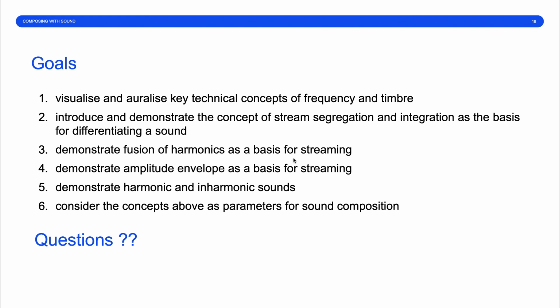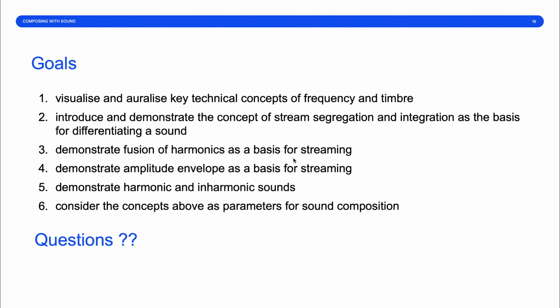So that's given you some things to think about, I hope. We've visualized and oralized key technical concepts of frequency and timbre, hopefully made those a little bit more concrete for you. We've introduced and demonstrated the concept of stream segregation, which is what happens when we take a set of harmonically related frequency components. They integrate into a stream that can be separated from other streams, the car horn separated from all the other noise in the streetscape. We've demonstrated the fusion of harmonics from the harmonic series, and I've suggested that that's one of the bases for streaming, for the integration of sounds in our human auditory system. And I've shown you the amplitude envelope, which also helps to give each of those harmonic components a common fate, which makes them fuse even more.